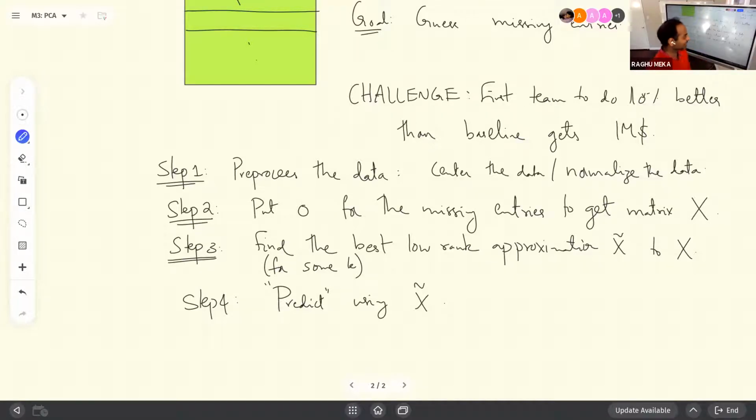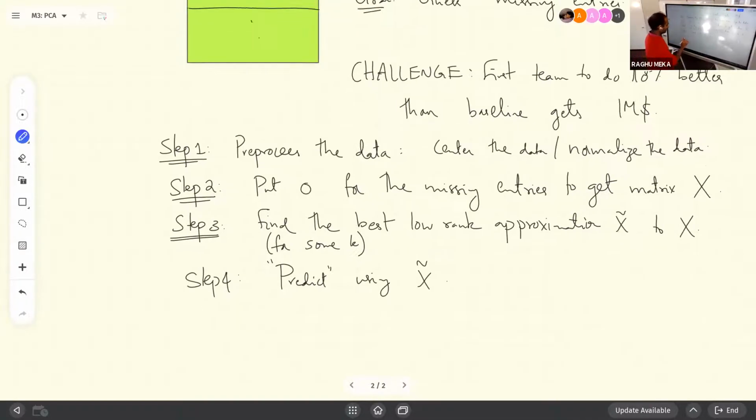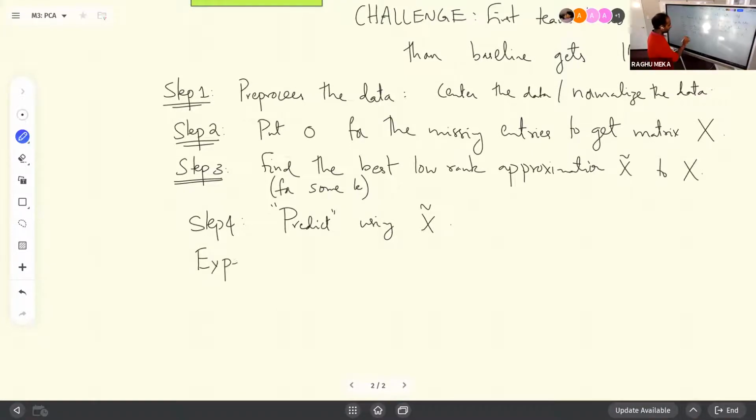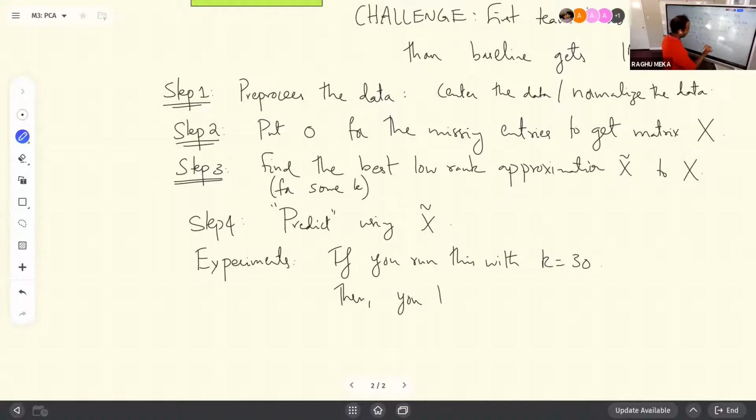If I was at Netflix, and they took any course on machine learning, especially this one, then they would have done this. Predict using X tilde. And what people realize immediately is that if you run this with K, which is like 30, then you beat the baseline by 3.5%.